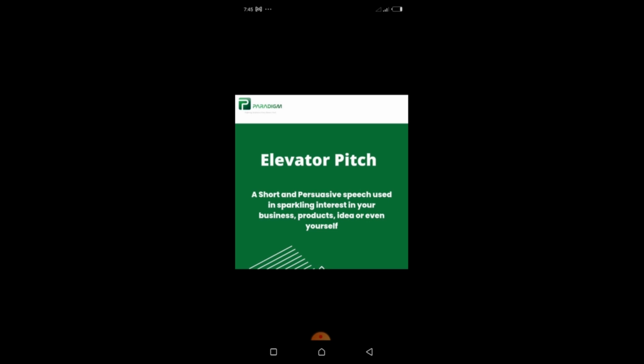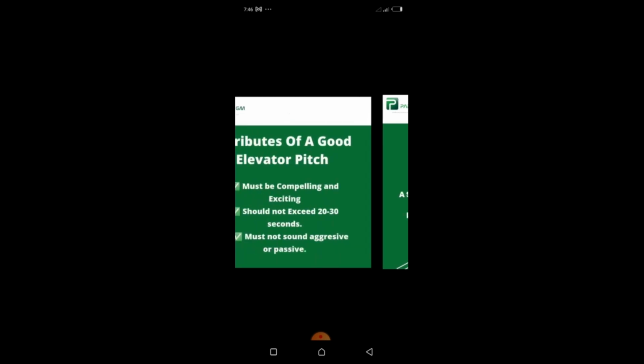Don't forget that in order for you to create a very good elevator pitch, you most likely would need to go through it a lot of times before arriving at the very best version of an elevator pitch. After knowing what an elevator pitch is, then what are the characteristics of a good elevator pitch?